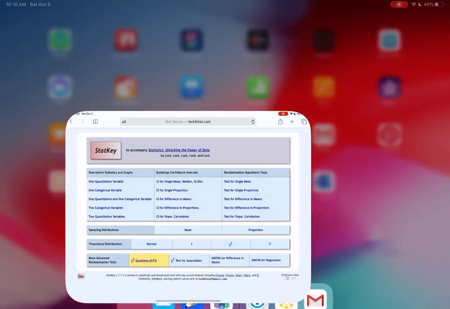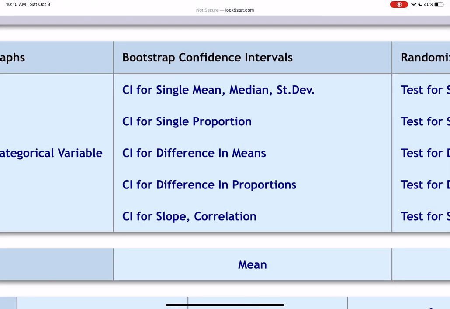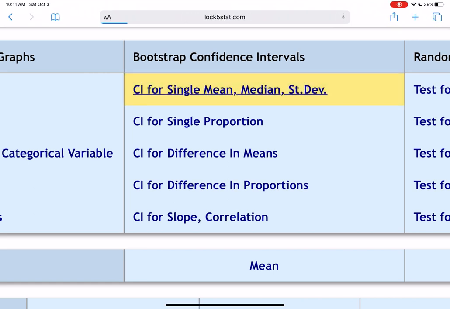So now what we're going to do is take a quick demo using StatKey, and we're going to look at pH in Florida lakes. So how do we do this? I've gone through and done the bootstrapping, but how do you actually do the bootstrap? To do the bootstrap for this case, we need to identify the data, and we need to identify essentially what the parameter is that we want to look at. For the pH in Florida lakes, we have a random sample of 53 lakes, and we want to know what the average pH is in these Florida lakes. So we're basically going to be working with this middle column here. We want to do a bootstrap confidence interval, and we want to know the average pH. So that means we're going to look for the CI for a single mean. And so we're going to click that.